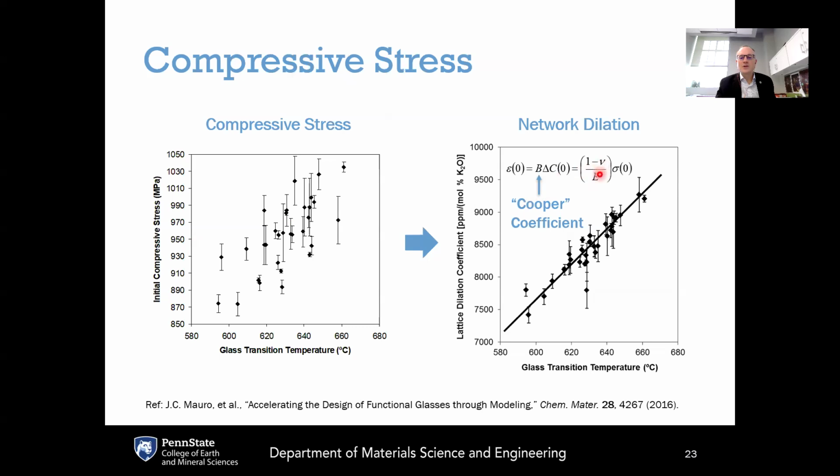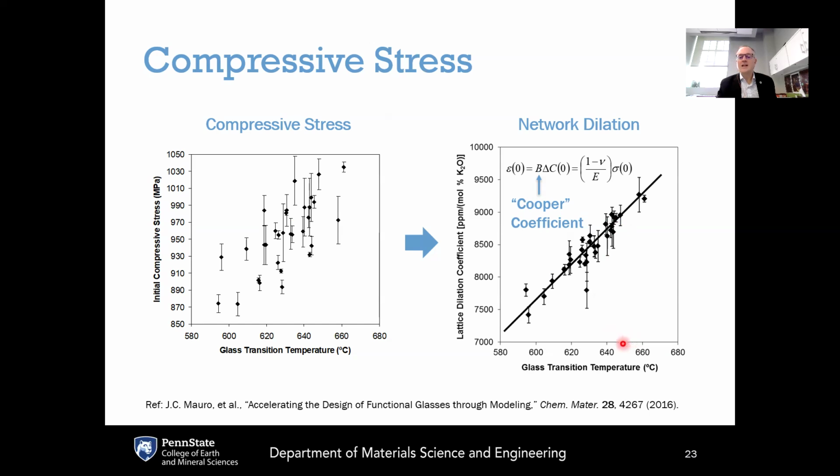This is if you plot the y-axis in terms of stress, but if you use the measured Poisson's ratio and Young's modulus to convert the stress description into a strain description, and then plot the linear network dilation coefficient, or Cooper coefficient, on the y-axis instead of the stress. So instead of a stress description, we now have a strain description in terms of the Cooper coefficient on the y-axis. All of these points collapse onto a single master curve with respect to the glass transition.